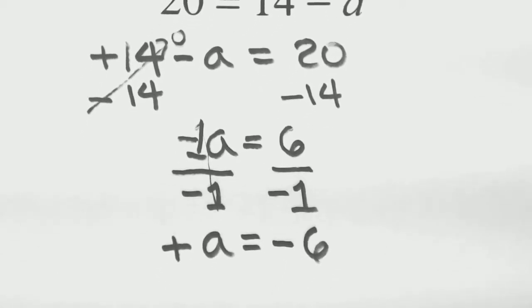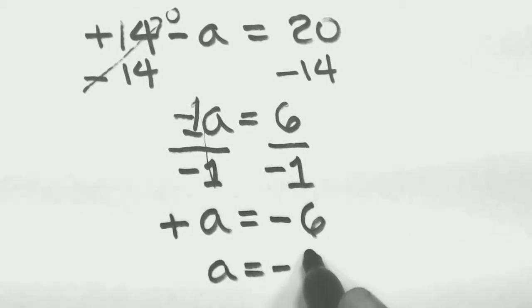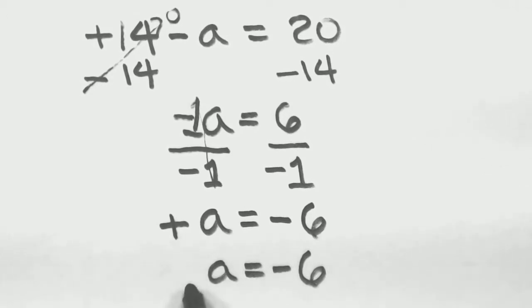Now, folks would normally just write this finally as a equals negative 6. Remember, if you don't see a sign in front of your variable, you assume it to be plus. And of course, if you don't see a number, you assume it to be 1. So what you're doing when you write this is you're telling folks what the actual value of one of your variables is. That's exactly what they want to know, a equals negative 6.